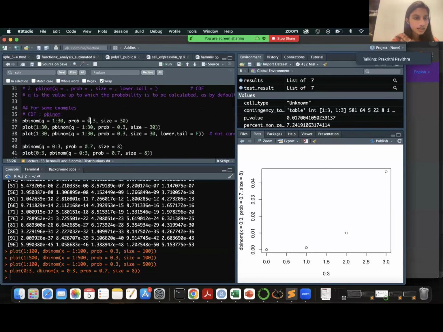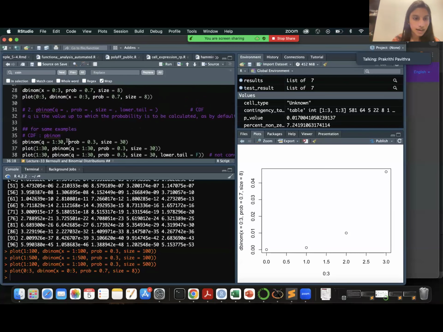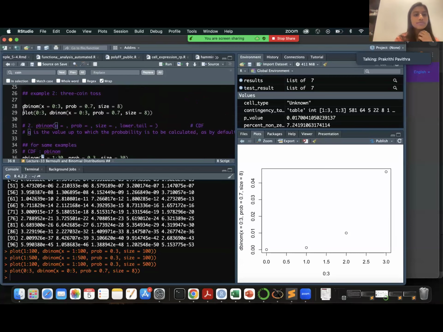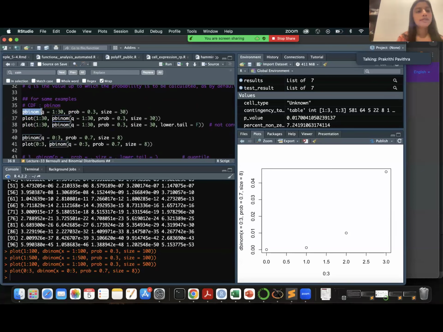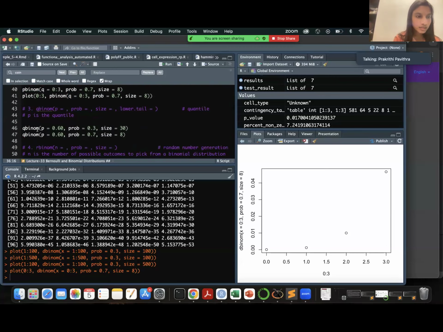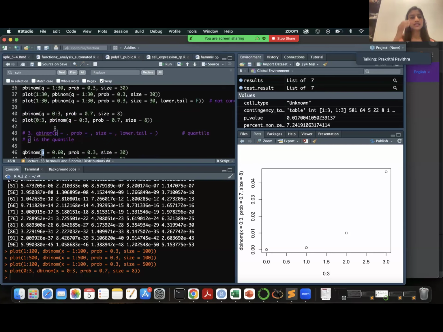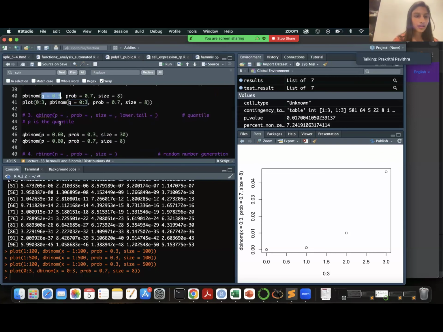So you have the same things here, size and probability. But for P binom, you use something called Q equal to 1 to 30, which basically means just 1 to K. And when you use Q binom, you use P equal to, it's just how the notation is, it doesn't mean anything. You just have to know that the first term that you give here is your number of trials.